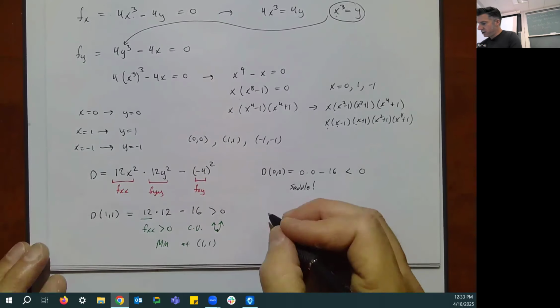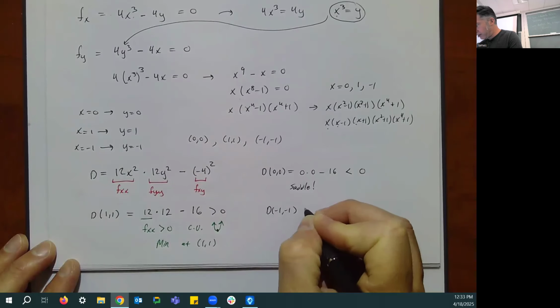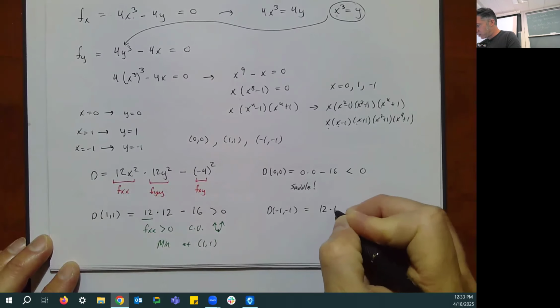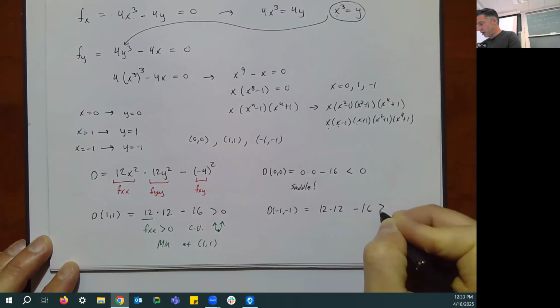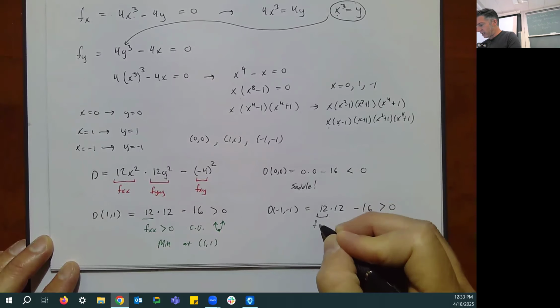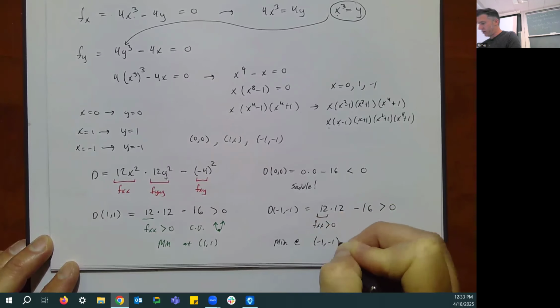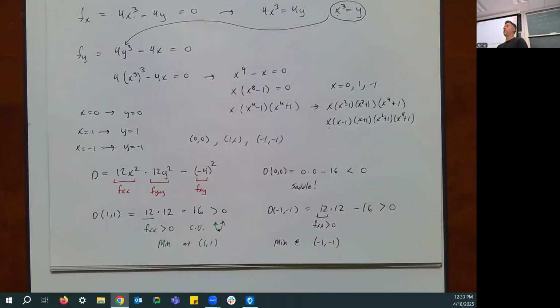For the other one here, you have (-1, -1). If we plug in -1 here, we're still going to get 12. So it's going to be 12 times 12 minus 16 again. It's again positive. And our fxx is again also positive. So this is also a minimum at (-1, -1). And we have classified all 3 critical points. Sure. We'll do one more and then we'll talk about some optimization, which is really the same thing, just different.